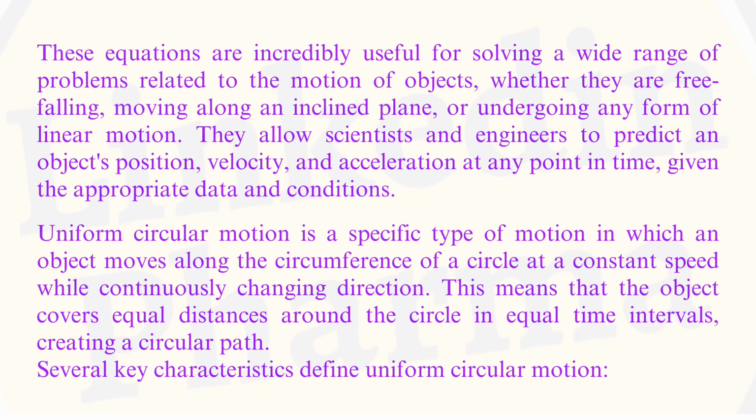appropriate data and conditions. Uniform circular motion is a specific type of motion in which an object moves along the circumference of a circle at a constant speed while continuously changing direction. This means that the object covers equal distances around the circle in equal time intervals, creating a circular path. Several key characteristics define uniform circular motion.